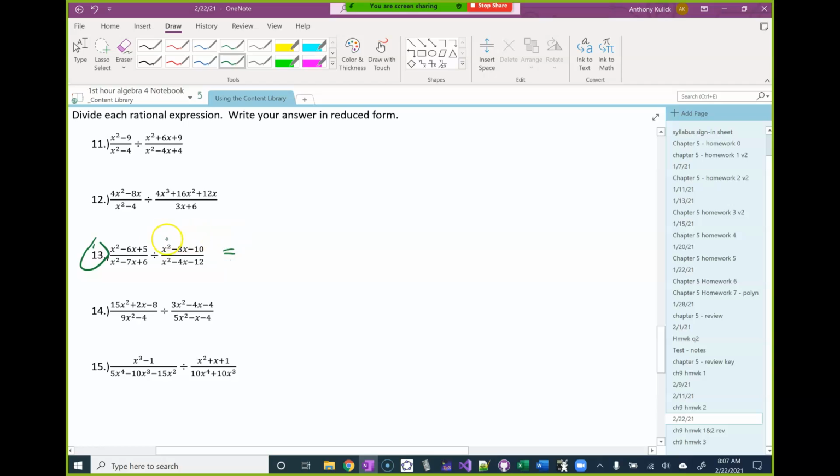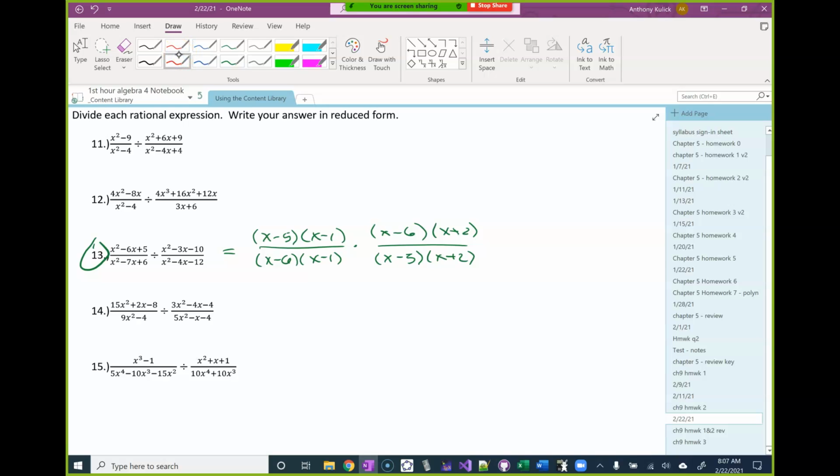All right, so let's get to factoring here. Multiplies to give me 5 and adds to give me -6 is -5 and -1. Multiplies to give me 6 and adds to give me -7 is -6 and -1. And then multiplies to give me -12 and adds to give me -4 is -6 and +2. And then multiplies to give me -10 and adds to give me -3 is -5 and +2. Okay, so notice I did the flip in the same step as the factoring, right?